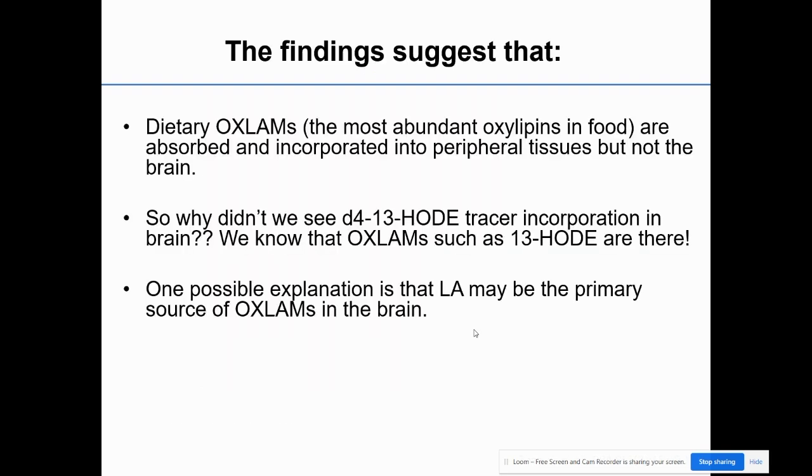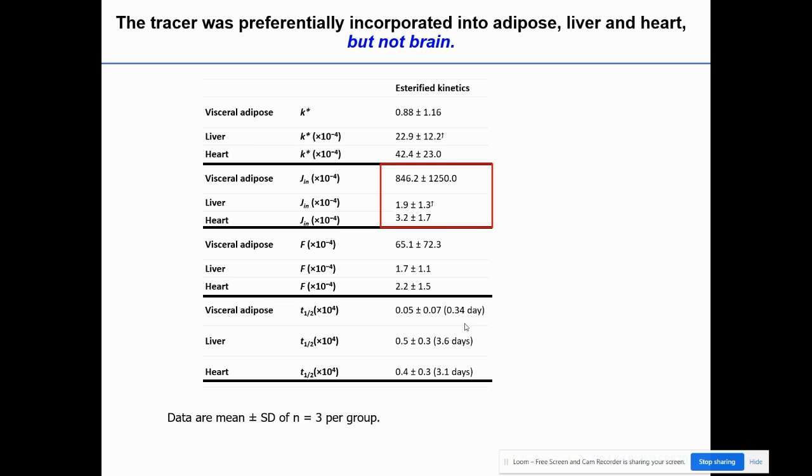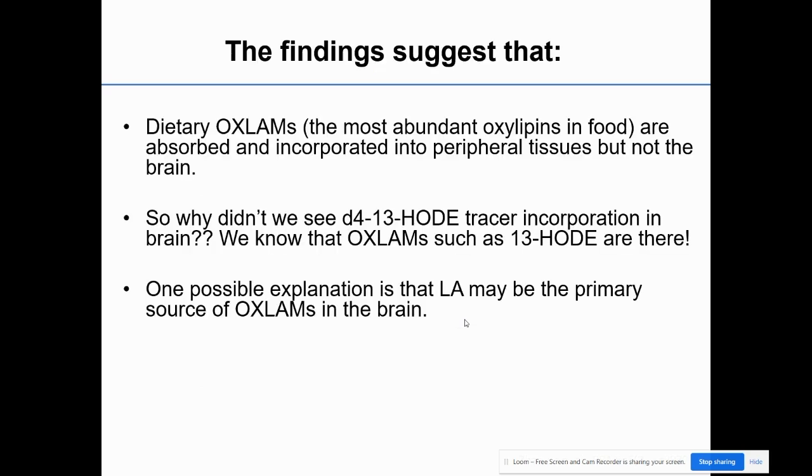And this is probably why we were not able to see changes in the liver or the brain when we fed OXLAMs to the mice, just because once they're absorbed, they get turned over rapidly. We're not sure what they're being turned over into at this point, to be honest. But something is happening where they get into tissues and get rapidly kicked out or metabolized into something else that we haven't identified.